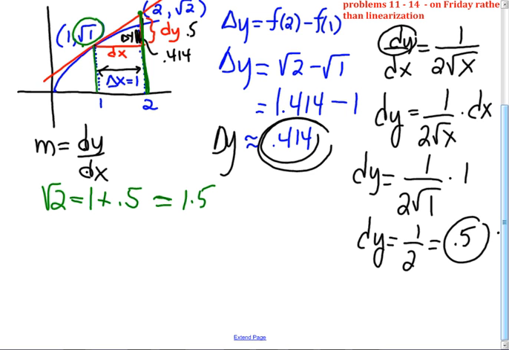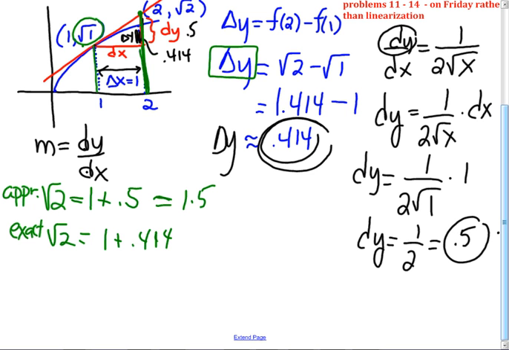So what if I do the actual value of the square root of 2? This is the approximate. This is exact. Well, more or less. It's this height, 1, plus this delta y, which we said was 0.414. We used a calculator to do delta y, not dy. That's pretty close, isn't it? 1.414.